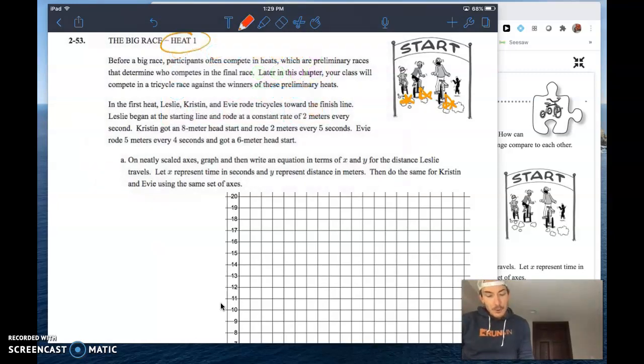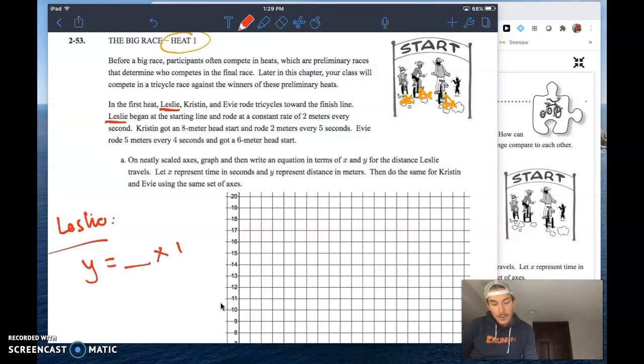All right. First and foremost, Leslie. Leslie began at the starting line and rode at a constant rate of 2 meters every second. So here's Leslie. Taking what we did in the last video, Leslie started at the starting line and rode 2 meters every second. So for me, she started at the starting line, which was 0, and she rode 2 meters every 1 second. Now you're probably already thinking, well, can't I just write that as 2? And the answer is sure. And can I get rid of that 0 there? Yeah, sure. Go ahead. So there's an equation for Leslie.